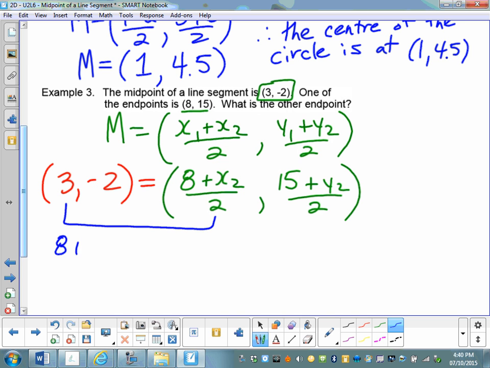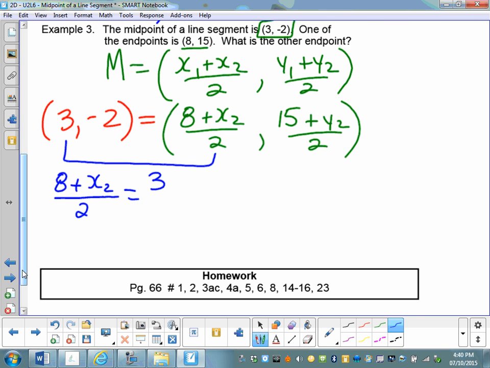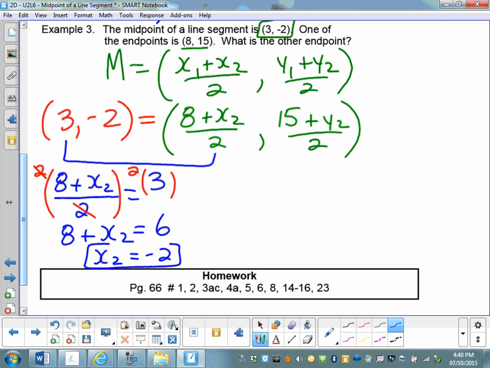So here's what I know. I know that 8 plus the second x, divided by 2, has to equal 3. So if I multiply both sides here by 2 to get rid of the fraction, these 2's are gone. So I'm left with 8 plus that second x equals 6. When I take the 8 to the other side and subtract it, I get -2 is the x value.